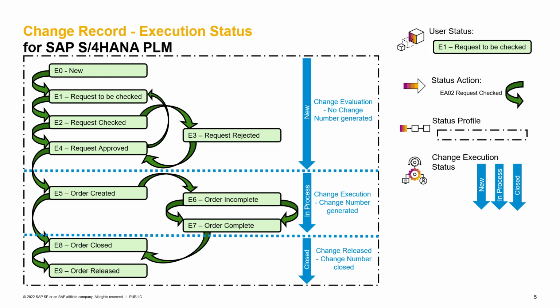The control of the execution status happens in the customizing of the user status action. There you say on which user status, which execution status gets set.